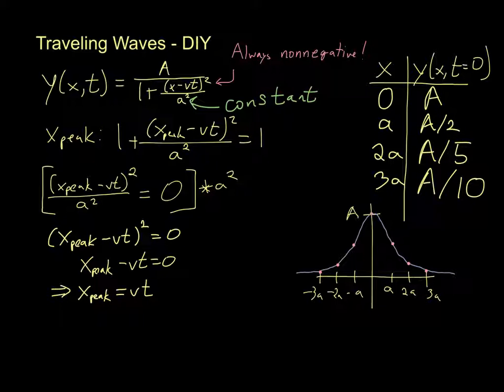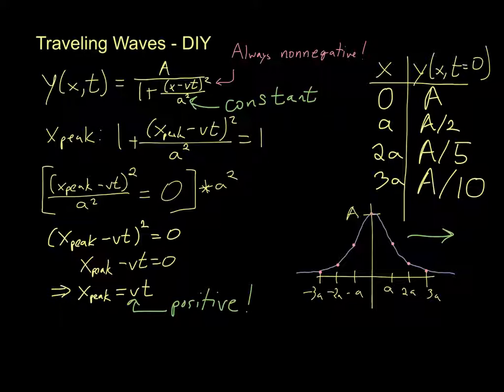So remember, v is the speed of the wave, so it's always defined as a positive value, and that means that as t increases, the peak x value, the x peak, as I've written it here, becomes more positive, which means it's traveling to the right as time goes on. So as t goes up, x increases, which means it's traveling to the right.